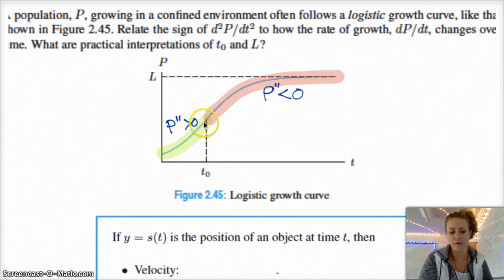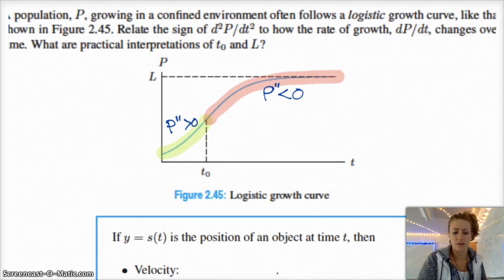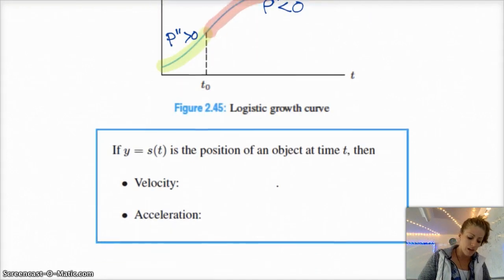So t0 is where that changes from, ooh, it's a new population, let's pretend it's rabbits. The population of rabbits is increasing like crazy, and then all of a sudden they start to run out of food resources or whatever it may be, and so they have to level out in terms of their population.